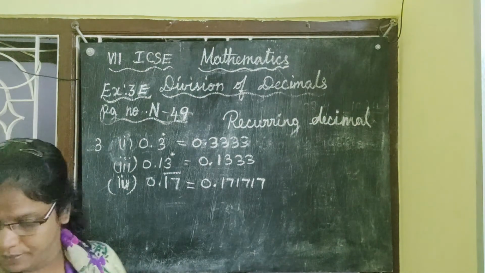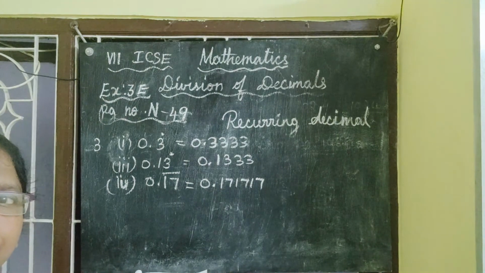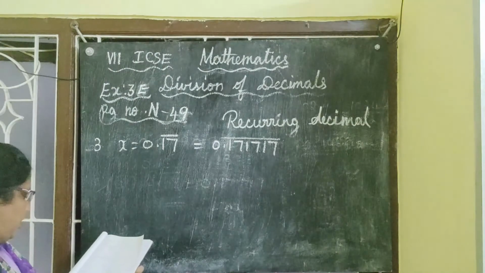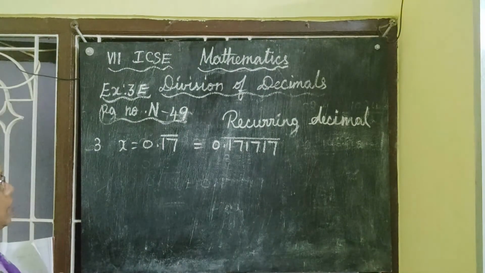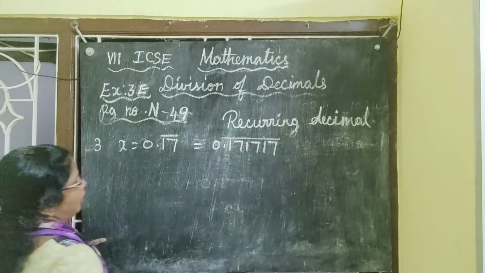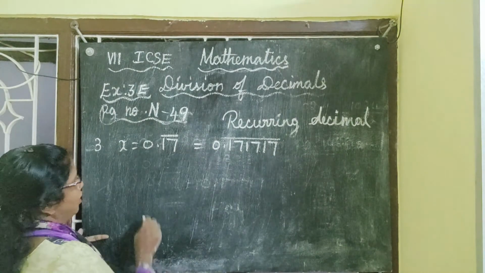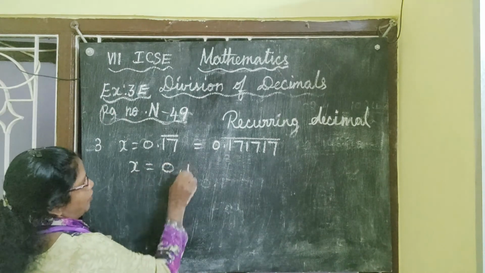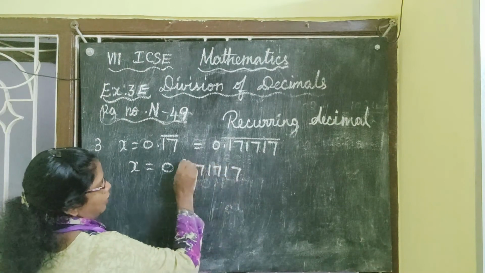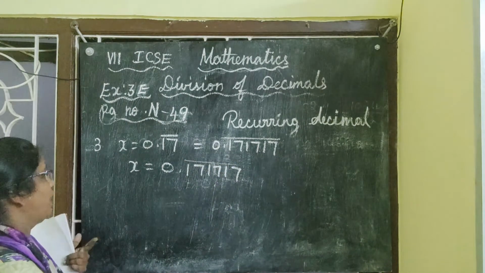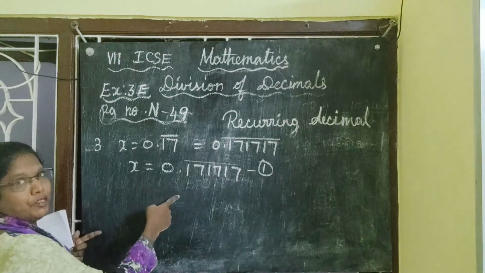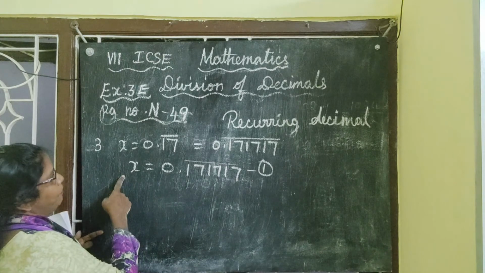Now let me rub this. x is equal to 0.17 with a dash on top. This is the question, which means 0.17 is repeated. Now let me take this as x. So x is equal to 0.1717. Multiply both sides by 100. This is equation 1. Now multiply both sides by 100. So what will you get?